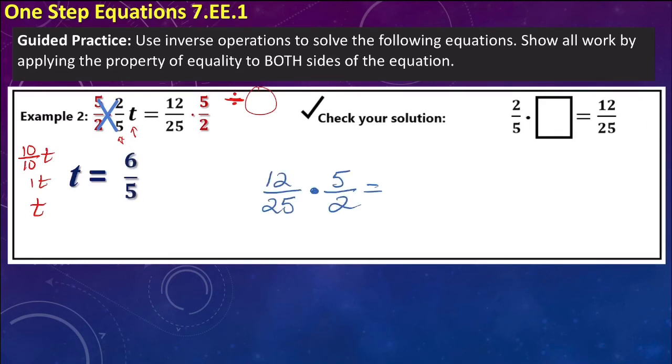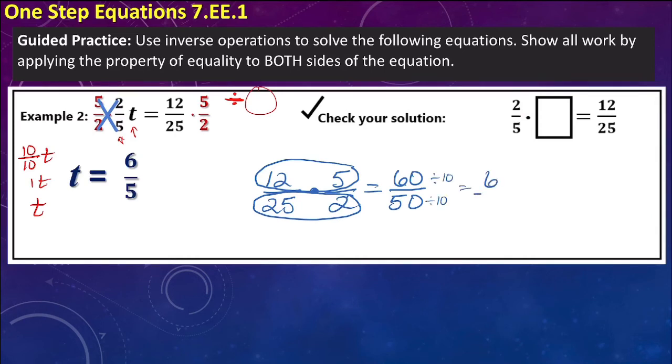Now if you're wondering, where the heck did I get 6 over 5 as an answer? Well, let's show you. Now one way to do this is to not do any cross canceling at all. You can just do 12 times 5, which is 60. And then do 25 times 2, which is 50. And then if you reduce that, you could divide by 10. And if you reduce that, you get 6/5.